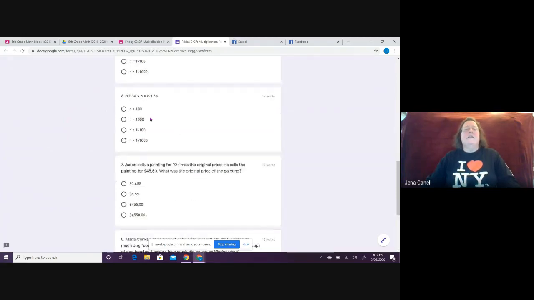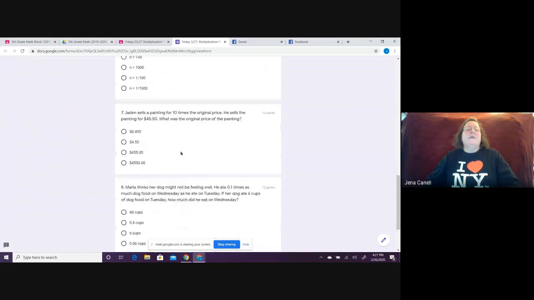Question 6. 8,034 times n equals 80 34/100ths. Again, how many times did we move our decimal place? Which direction did we move the decimal place? And notice that our product is a smaller number than our factor. That can only mean one type of number that we multiplied by.